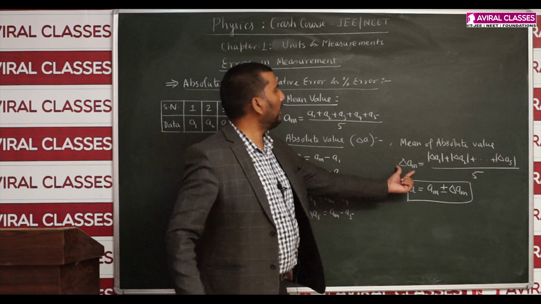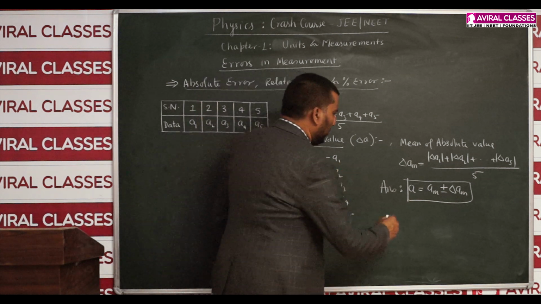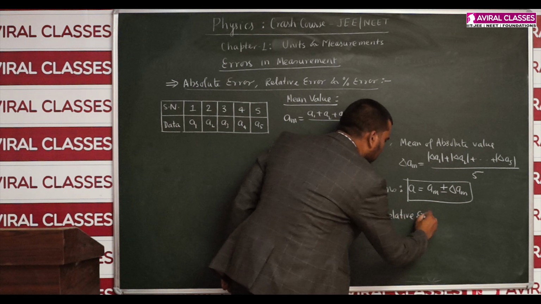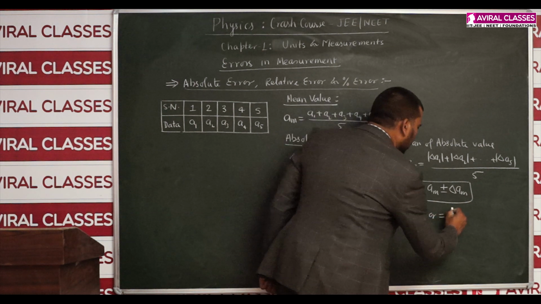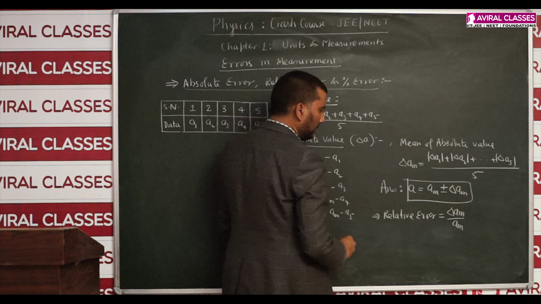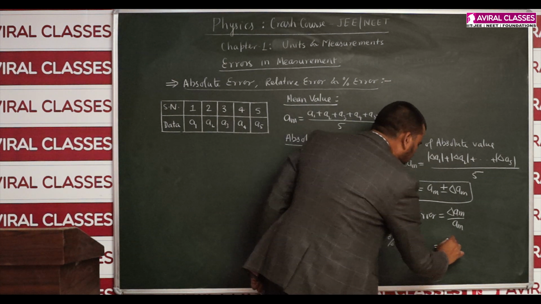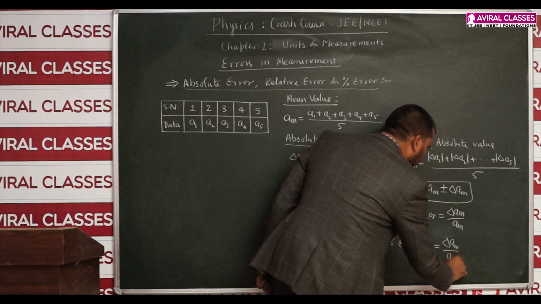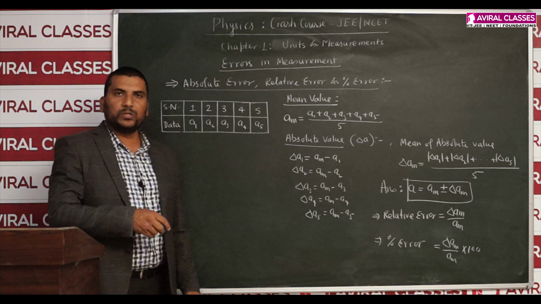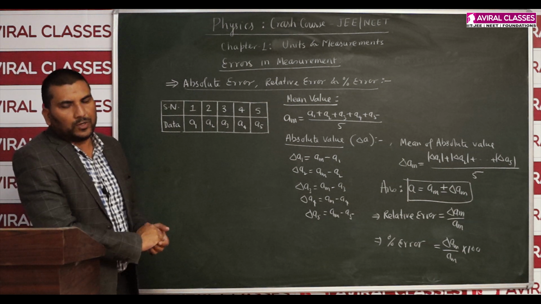So delta A mean is the mean absolute error. Absolute error is the difference between the mean and the individual value. What is relative error? It is absolute error upon the mean value. What is percentage error? It is relative error into 100. Now there are certain rules to find the relative error and percentage error of any physical quantities.